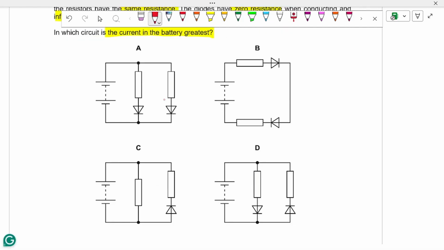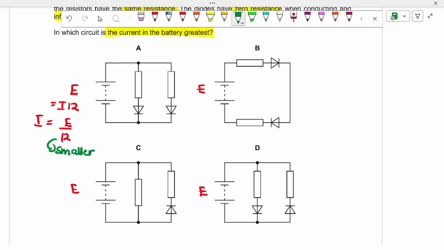So let's compare and think. We have E here, EMF, E here, EMF, E here, EMF, E here, EMF, and E is equal to IR. So in order for the current to be the greatest, current will be equal to E over R. The smaller the value of R, the bigger the current is. So we just need to look for a setup with the smallest resistance.